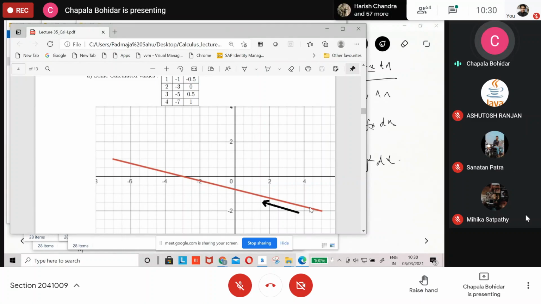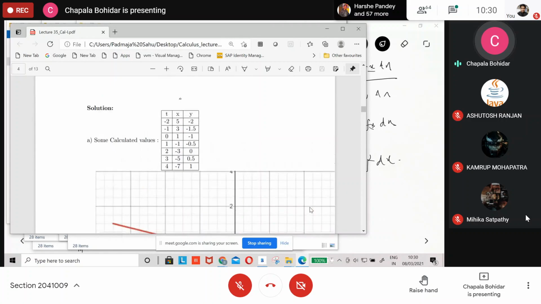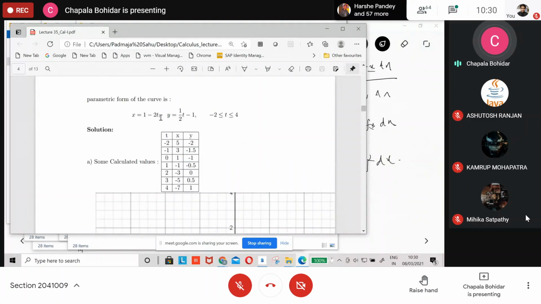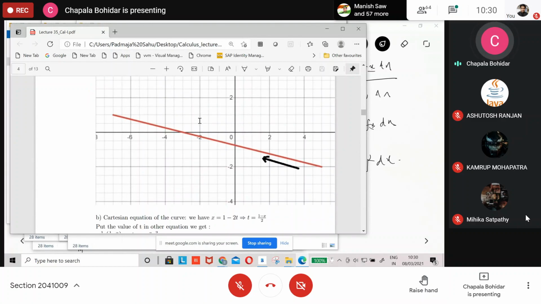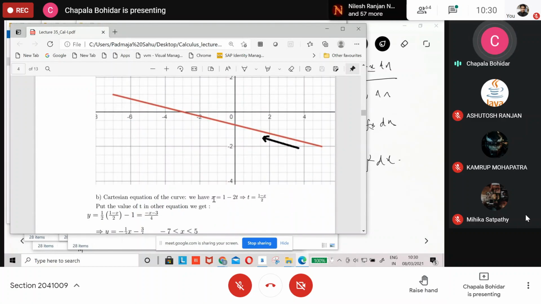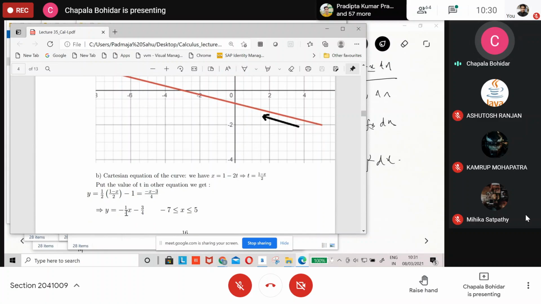Then the question is to convert it to the Cartesian form. Convert to the Cartesian form means you find the value of t from here or here, anywhere. t is equal to 1 minus x divided by 2. You put that value here, then simplify, and we get the Cartesian equation. There also you get the equation of this straight line. Here 1 minus 2t is equal to x, so t is 1 minus x by 2. So y is equal to 1 by 2 times the value of t, minus 1. Simplifying, we get y is equal to minus 1 by 4 x minus 3 by 4.